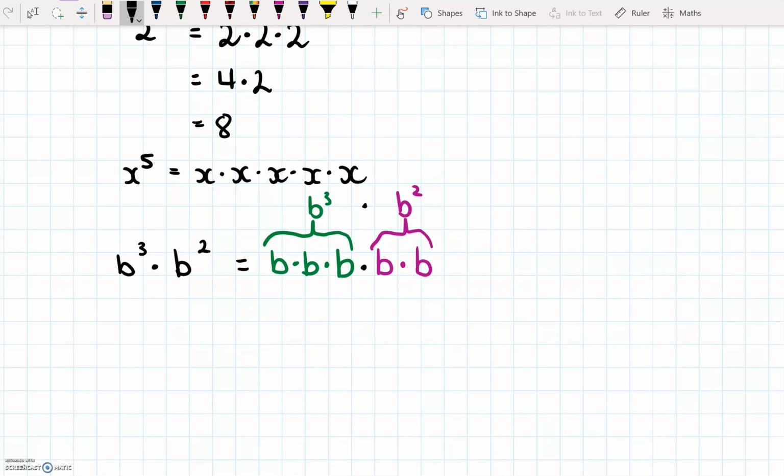How many b's do we have here? If you just look at them, it's b multiplied by itself 5 times. So this is now b to the power of 5.